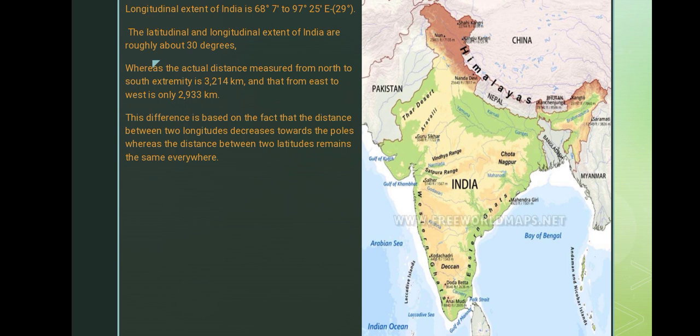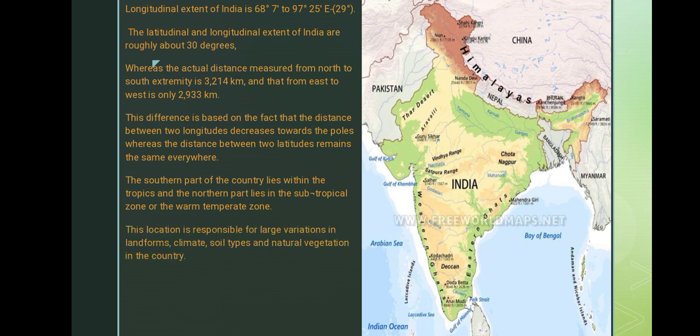This difference is based on the fact that the distance between two longitudes decreases towards the poles, whereas the distance between two latitudes remains the same everywhere. The southern part of the country lies within the tropics, and the northern part lies in the subtropical zone or warm temperate zone. This location is responsible for large variation in landforms, climate, soil type, and natural vegetation in the country.